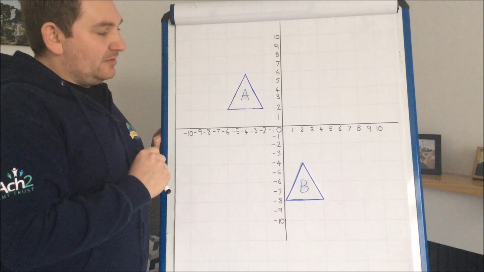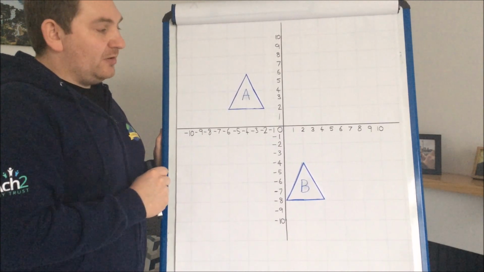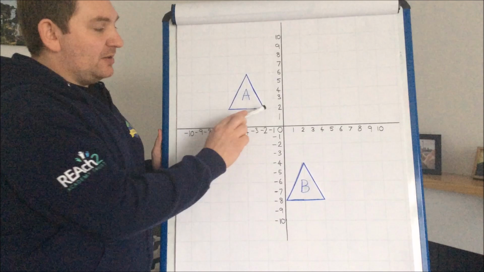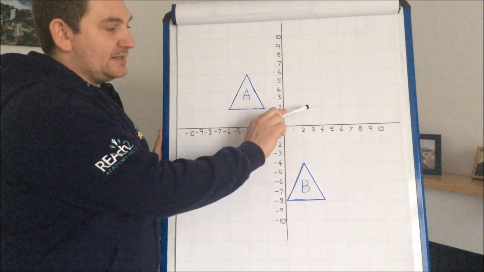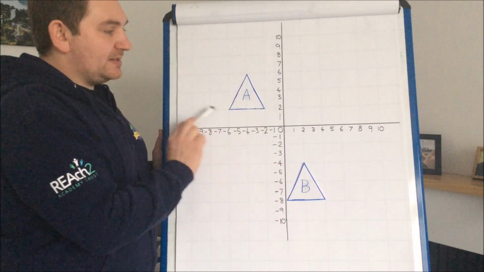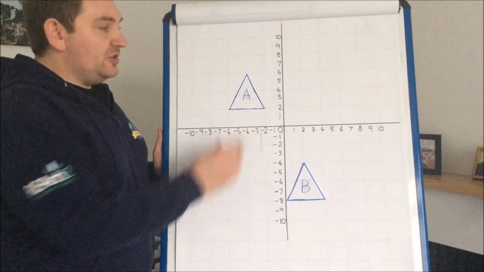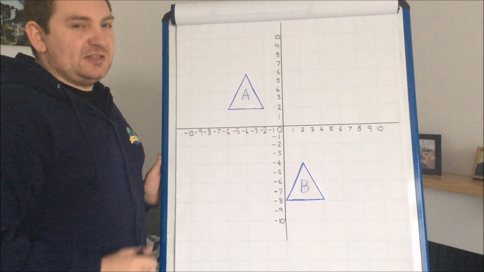Each vertex on these triangles will have the same translation. So this one will go 6 to the right, 10 down, and this one will go 6 to the right and 10 down. If you choose one vertex, you shouldn't need to check the other ones, but let's just prove it.